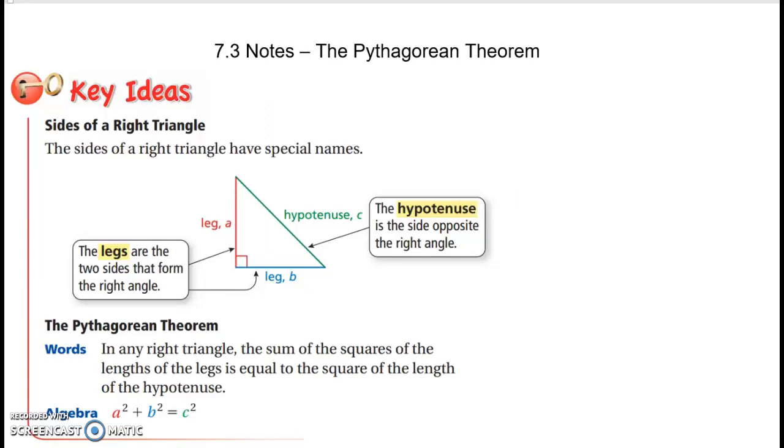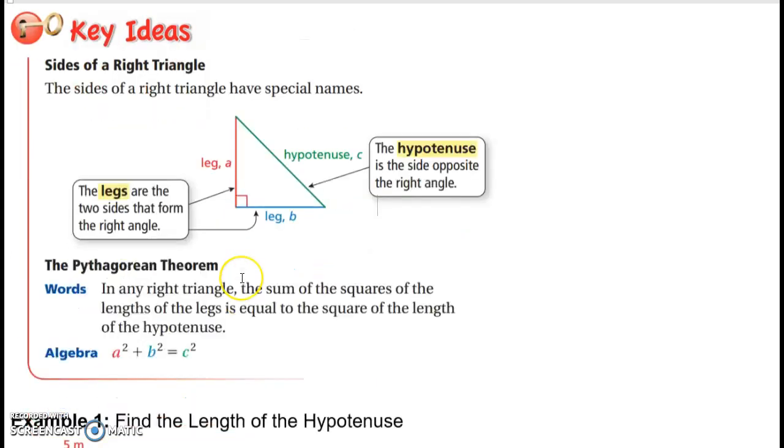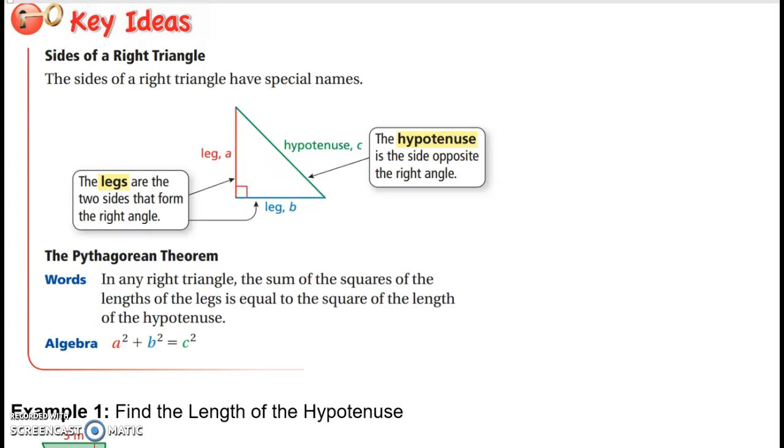Okay, so today you're going to learn about the Pythagorean Theorem, which is 7.3. If you take a look right here at our key ideas, you can see that we're talking about a right triangle, and we are going to describe what each side means in a right triangle.